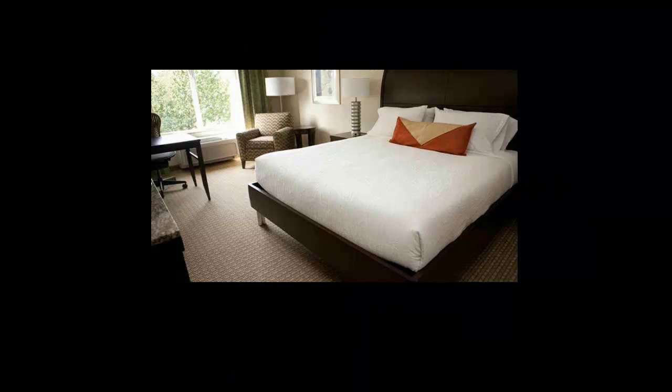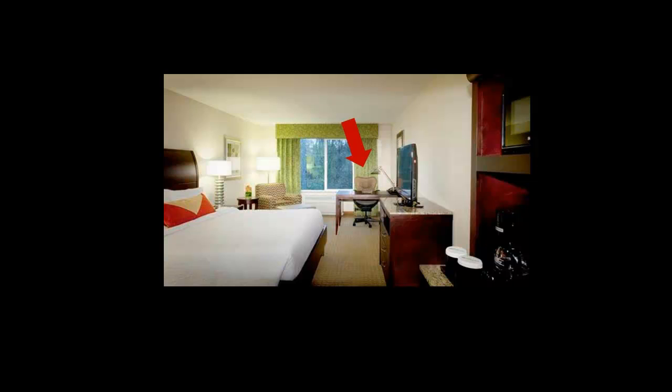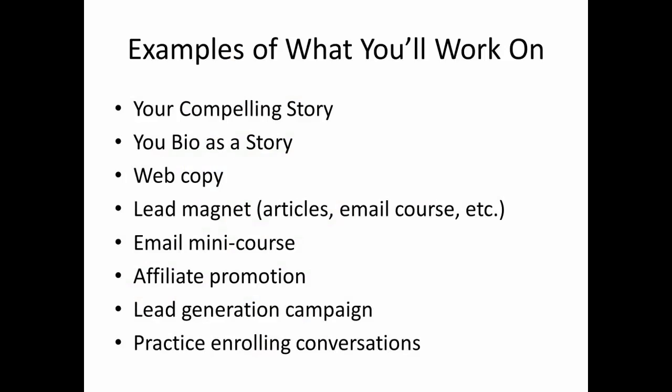So this is what the hotel looks like if you're staying in their guest rooms. And here are some examples of what you could be working on. You've seen the Rapid Revenue Acceleration Flight Plan, and these are some of the things you might work on. Your compelling story, your bio as a story, web copy, your lead magnet. A lead magnet is like an article or email course or a freebie that people get off your website if they sign up for your email list. You might create your email mini course at this program.